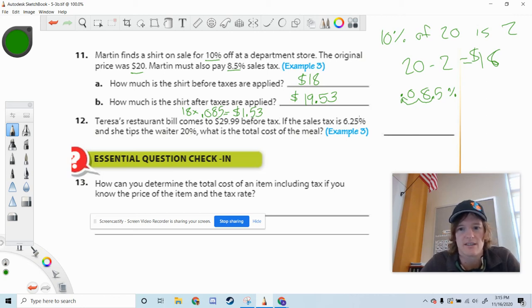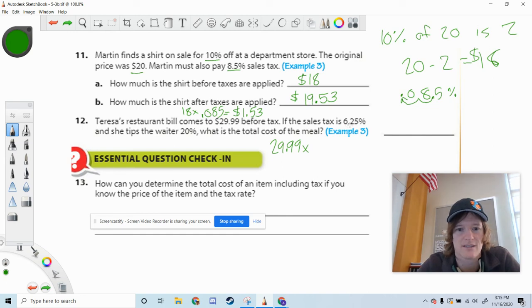Number 12, Teresa's restaurant bill comes to $29.99 before tax. If the sales tax is 6.25% and she tips the waiter 20%, what is the total cost of the meal? So we need to do $29.99, and we need to multiply her tip right now because she's going to tip the waitress.